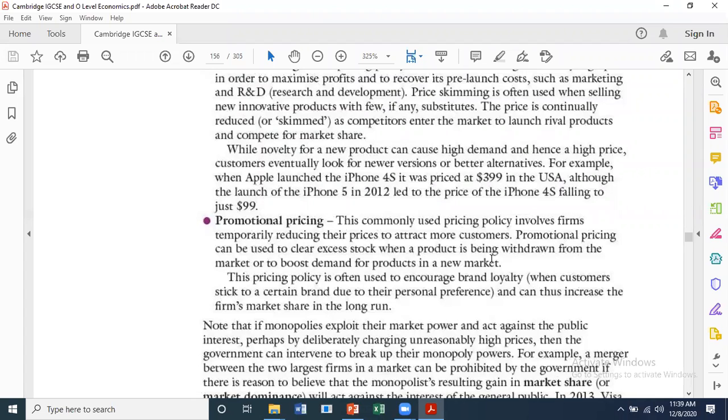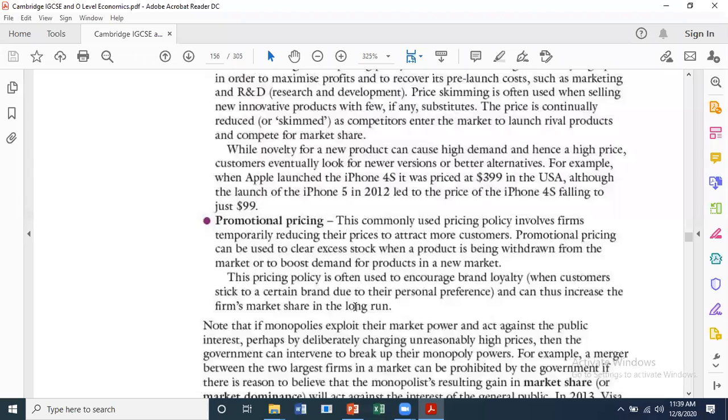This is commonly used pricing policy involves firms temporarily reducing their prices to attract more customers. Promotional pricing can be used to clear excess stocks when a product is being withdrawn from the market or to boost demand for products in a new market. So this pricing policy is often used to encourage a brand loyalty when customers stick to certain brand due to their personal preference and can thus increase the firm's market share in the long run.